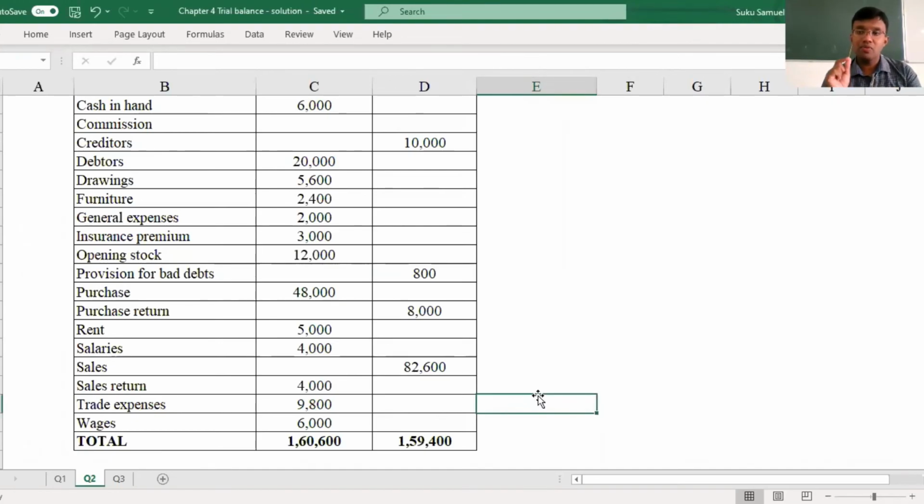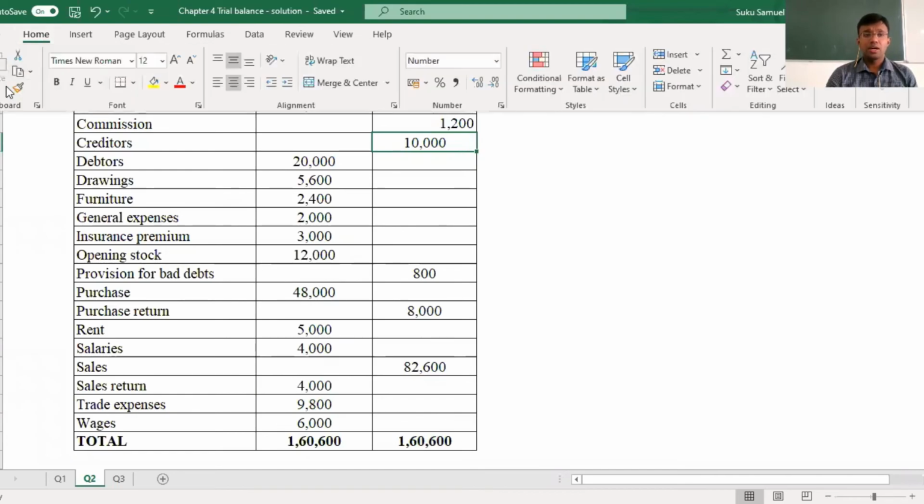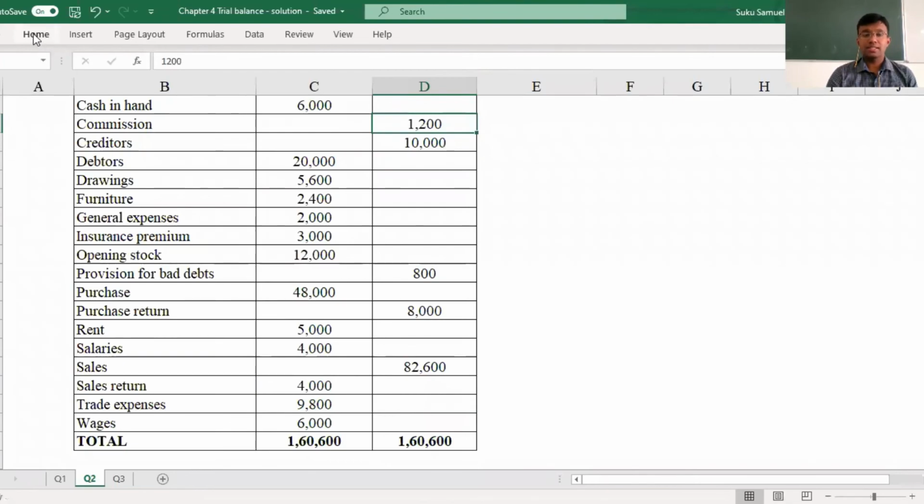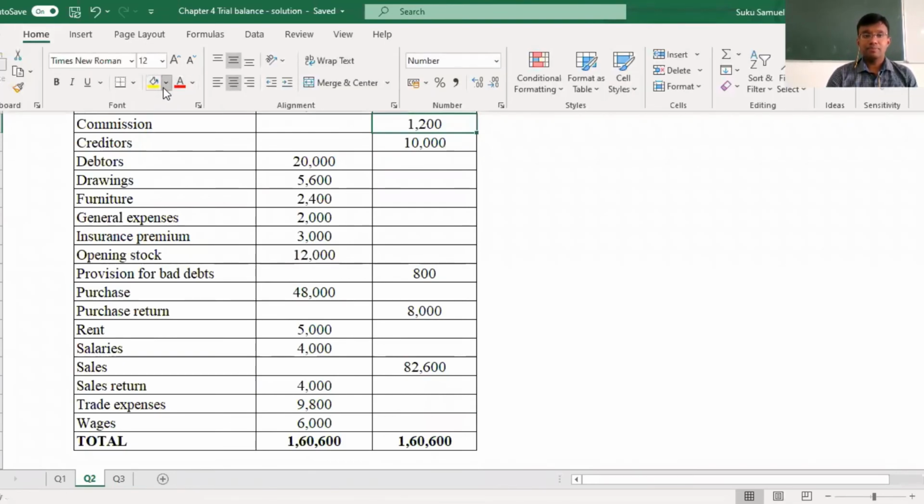Now, all of you, please remember, we have not recorded the commission amount. So how much was the commission amount? If you go back to the question, you would see that commission is 1,200, which means commission has to fall on the credit side. So in this case, commission is coming on the credit side.